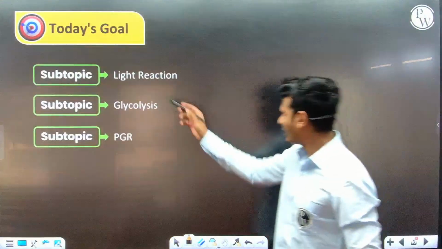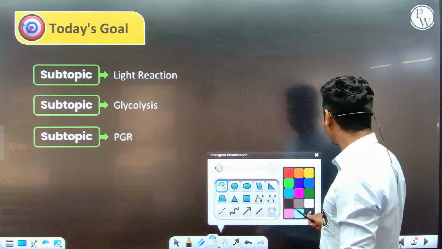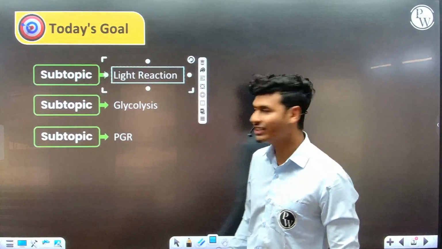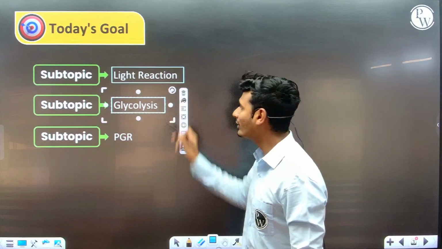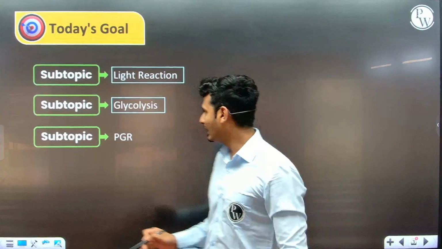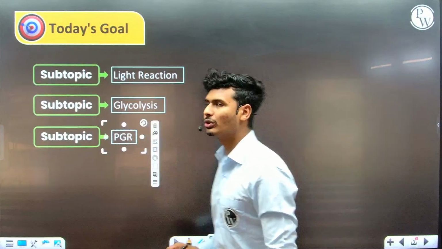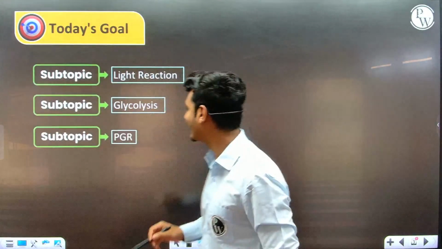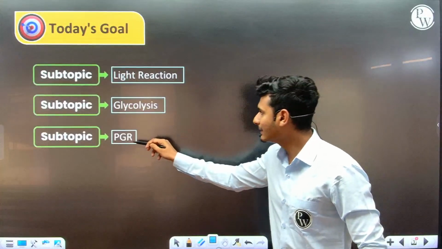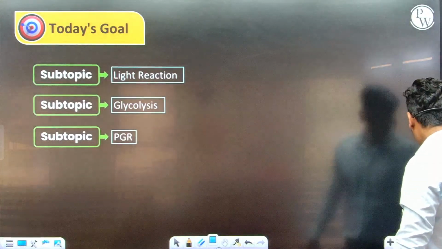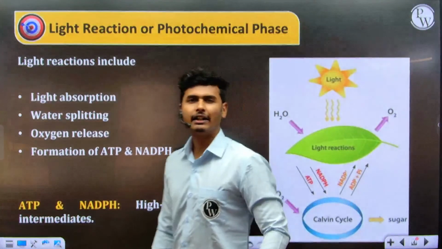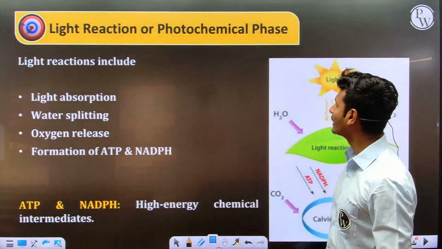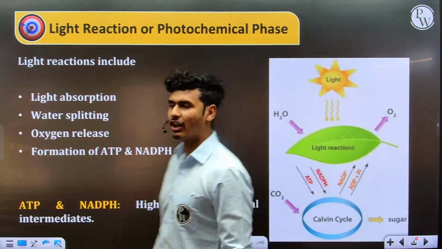photosynthesis we are going to cover one very important topic, that is light reaction. So today in the first half we are going to cover light reaction. In the second half, we are going to cover glycolysis from respiration in plants and PGR, that is the plant growth regulator. You know that there are 5 types of plant growth regulator, and those 5 types we are going to cover in the third subtopic. Now, without wasting any time, let's start with light reaction, also known as the photochemical phase of photosynthesis.